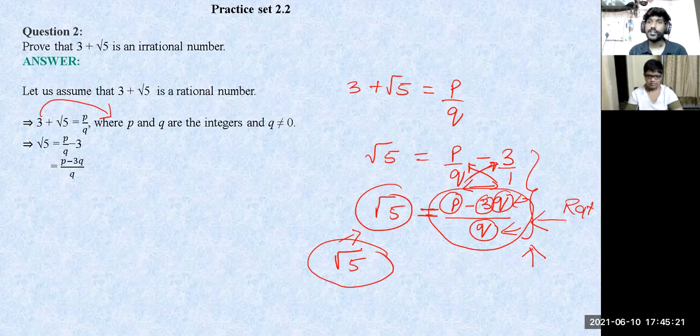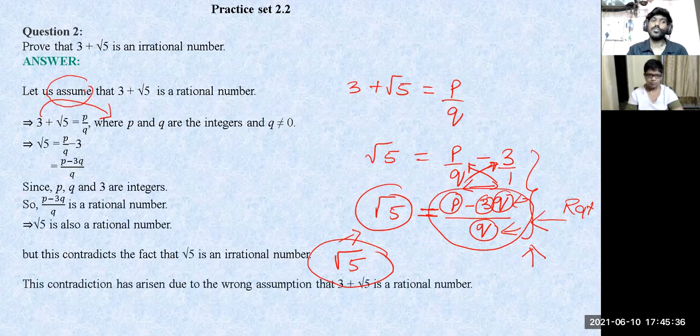So we are having a contradiction. Since we have a contradiction, our assumption was wrong, and 3 plus root 5 is an irrational number. So you got the idea, correct? How to do it? Yes, sir. Okay.